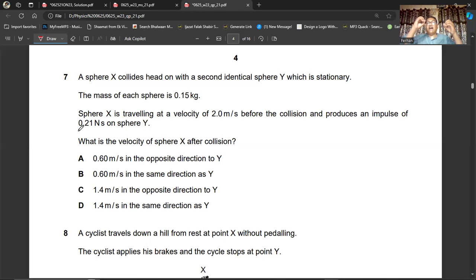So here we have Y, and here we have X, and it is moving. Y is stationary, X is moving, and sphere X is traveling at a velocity of 2 meters per second before the collision, and produces an impulse of 0.21 Newton second on sphere Y.